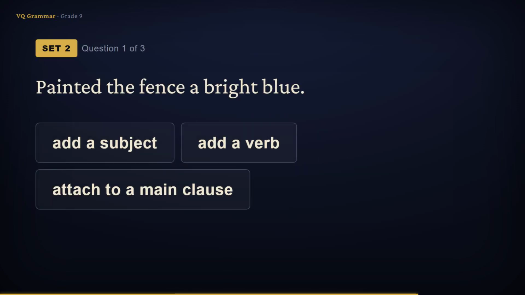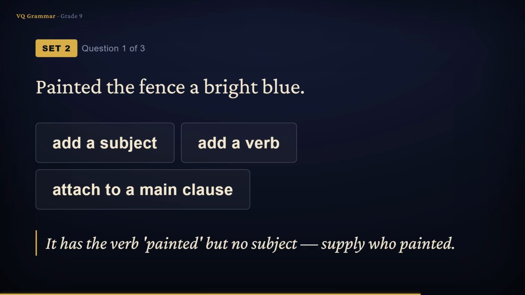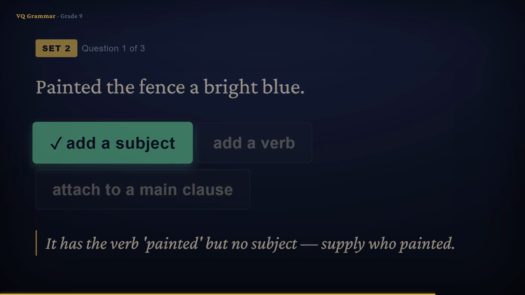Painted the fence a bright blue. There's a strong verb here, painted, but no one is doing it. Who painted the fence? To fix this, we supply the missing subject, something like, the neighbors painted the fence. So the fix is to add a subject.